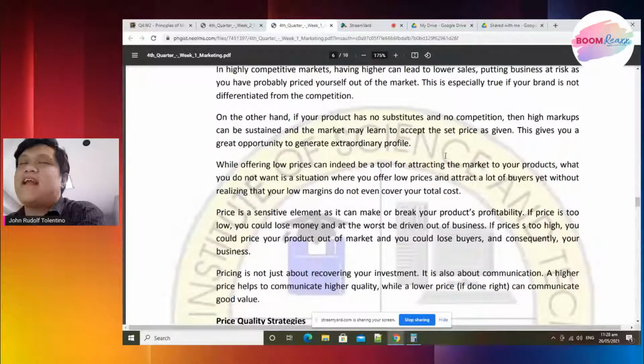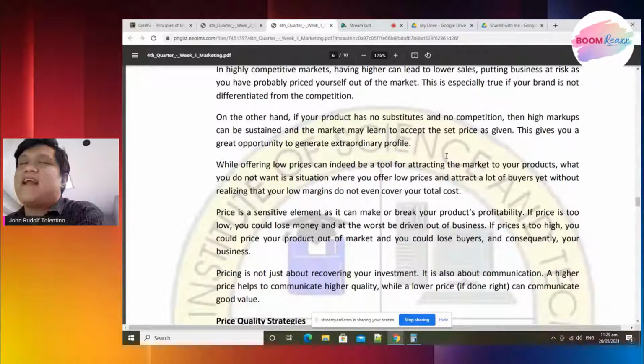Okay, next. On the other hand, if your product has no substitute or no competition, the high markups can be sustained as the market may learn to accept the set prices given. This gives you a great opportunity to generate extraordinary profit. Yung totoo, profit to. Okay. So, ibig sabihin, kapag once na ikaw yung nag-produce ng isang product, tapos wala kang ibang ka-competition, you can set a high markup. Markup, ito yung additional cost before ka mag-produce ng selling price. Like for example, 35%, 65%, and 50%, mga ganong markups natin.